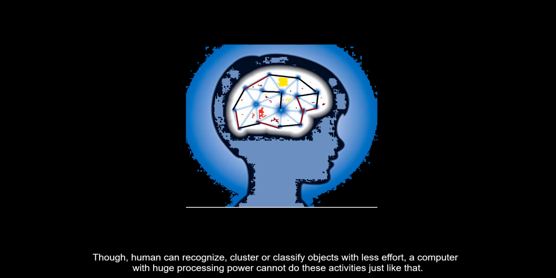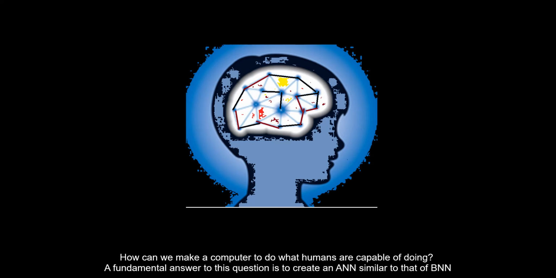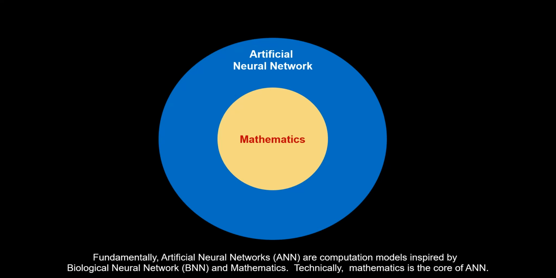Though humans can recognize, cluster or classify objects with less effort, a computer with huge processing power cannot do these activities just like that. How can we make a computer do what humans are capable of doing? A fundamental answer to this question is to create an artificial neural network similar to that of a biological neural network. Fundamentally, artificial neural networks are computation models inspired by biological neural networks and mathematics.